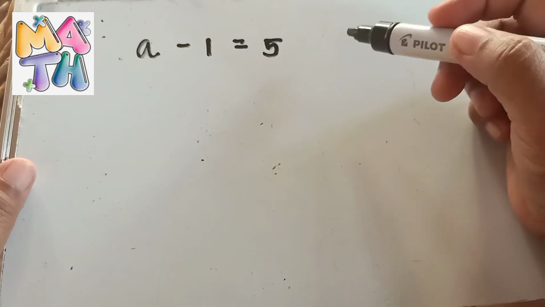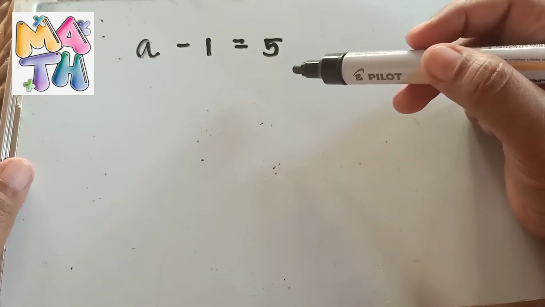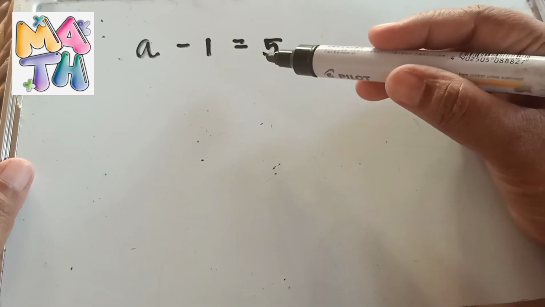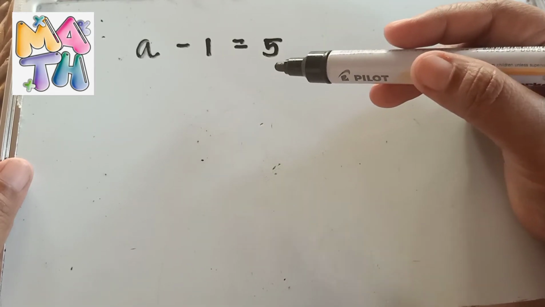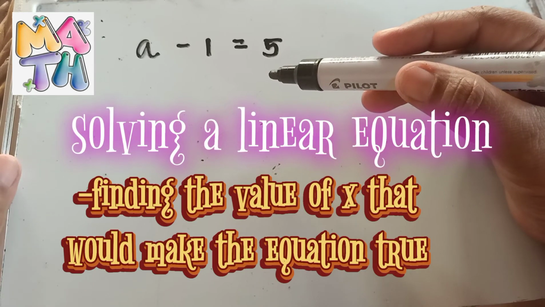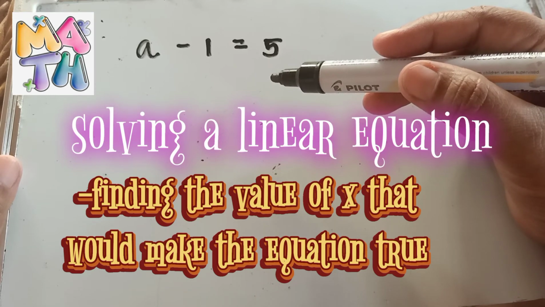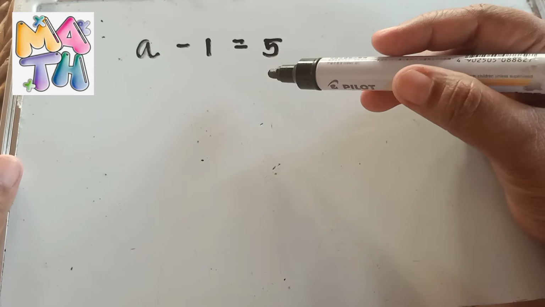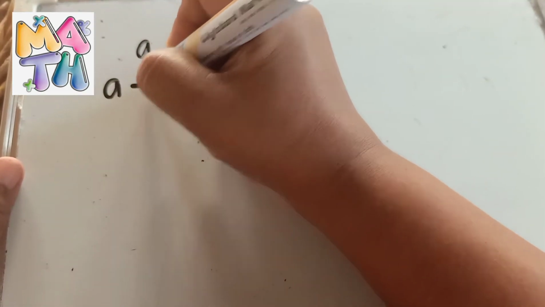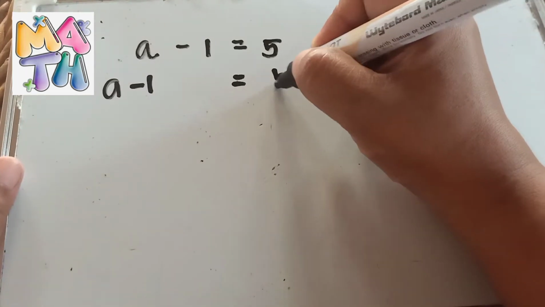This time, we are given another example, which is a minus 1 is equal to 5, and you are asked to solve this equation. Again, when you are asked to solve an equation, you are actually looking for the value of the variable that would make the equation true. This time, our variable is a. So, here, you have a minus 1 equals 5.